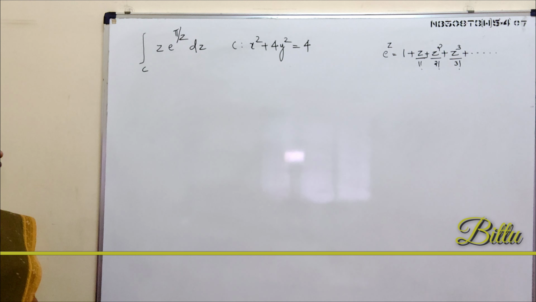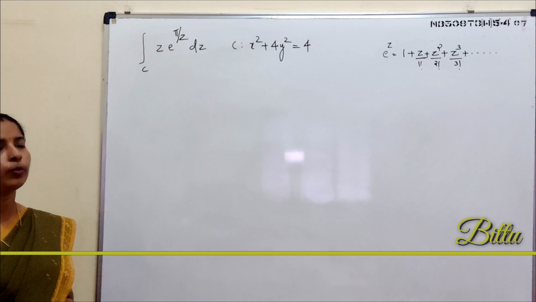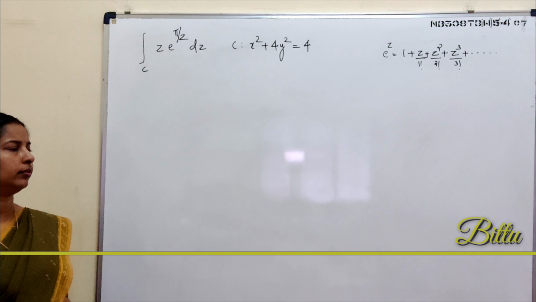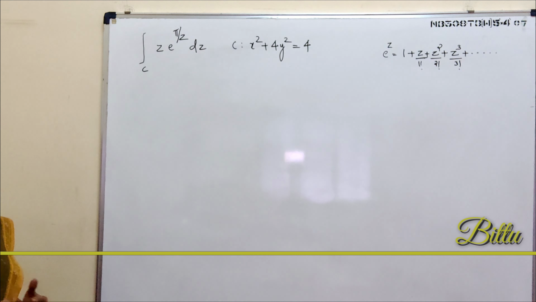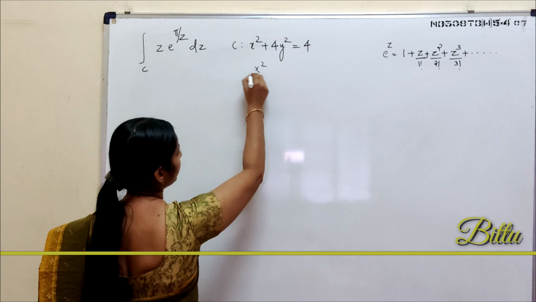Again, consider a similar question. Integral over C of z e raised to 5 by z dz, where C is x square plus 4y square equal to 4. See, the given C is similar to an ellipse. In the ellipse, the right side should be 1. So you have to make the right side 1. So you divide throughout by 4.